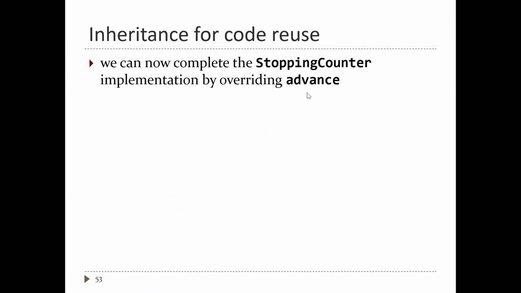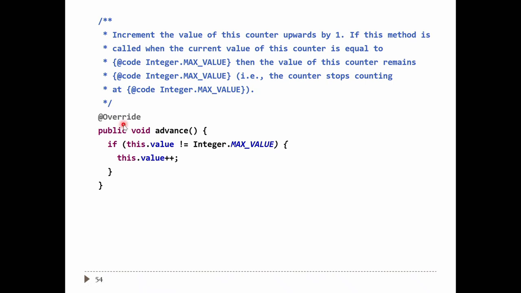Okay, we're almost done. So we can finally finish off implementing stopping counter. All we have to do is change how advance behaves. So you override the advance method, and change the documentation or contract of the method to indicate what happens when you hit integer max value. So now we stop. If this.value is not integer max value, just add 1. Otherwise, do nothing, and the counter stops at integer max value. And there is your stopping counter implemented using inheritance.